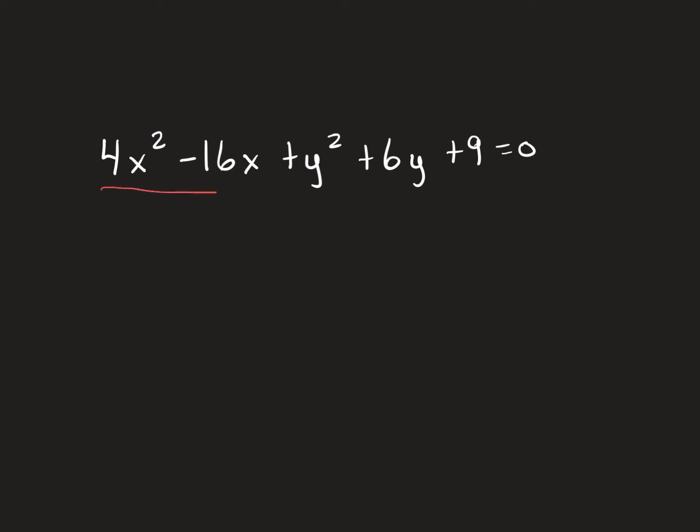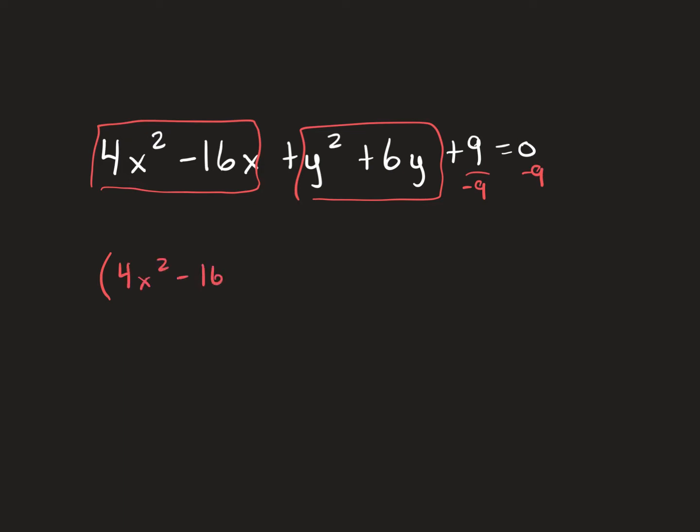So I'm going to group my x's together, and I'm going to group my y's together, and I'm going to go ahead and put the 9 on the right side by subtracting 9 on both sides. So I've got 4x squared minus 16x plus y squared plus 6y equals negative 9. So all I did was group the x's and the y's. And then I look and I say, can I factor anything out? Well, on this left side, I can. 4 goes into this and into this, so I'll factor it out. 4 times x squared minus 16x.